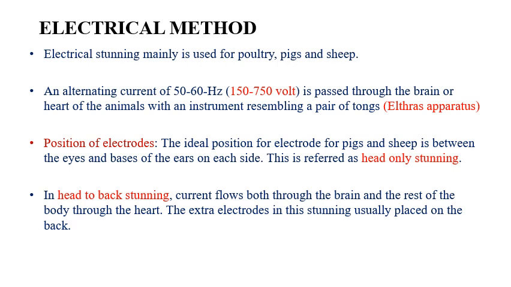The position of electrode. The ideal position for electrodes for pigs and sheep is between the eyes and the base of the ears on each side. This is referred to as head only stunning. There is another one which is called head to back stunning. There the current flows both through the brain and the rest of the body through the heart. The extra electrode in this stunning is usually placed on the back. That's why it is called head to back stunning.